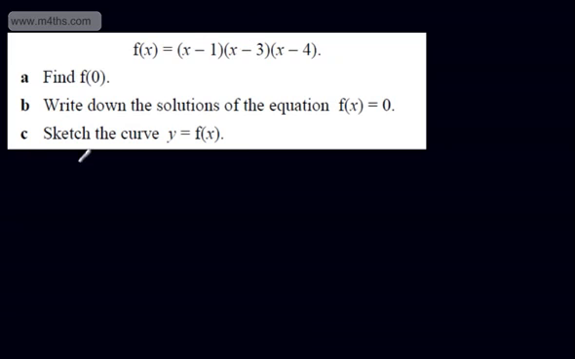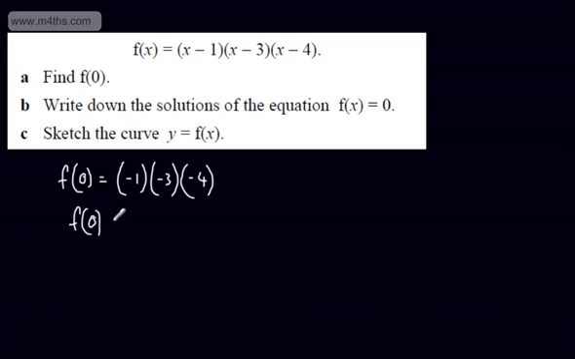What we need to do is find f of 0. Now if we do f of 0, what this is telling me is simply to put 0 in for x. So what we're going to have then is minus 1, minus 3, and minus 4. So we can say f of 0, we're evaluating the function when x is 0, is going to give me minus 12. The f of 0 now tells us the y-intercept of this particular graph.